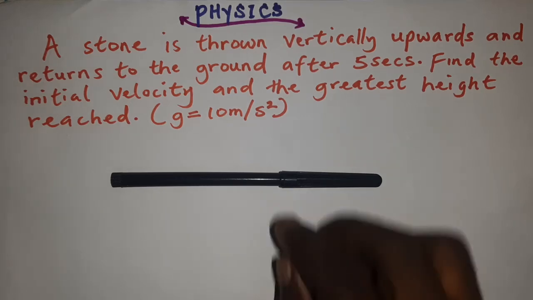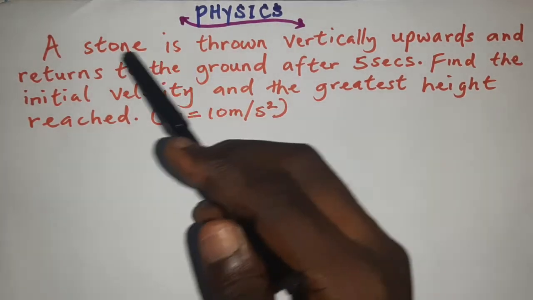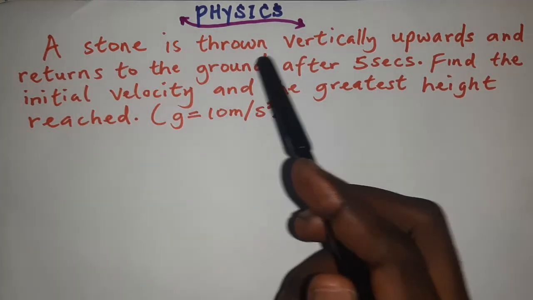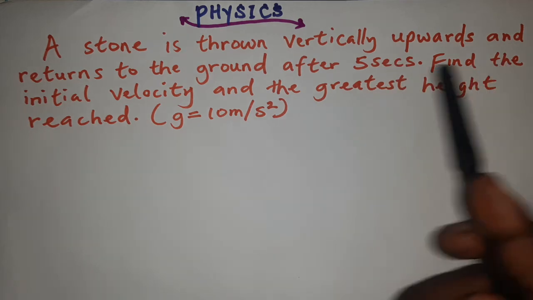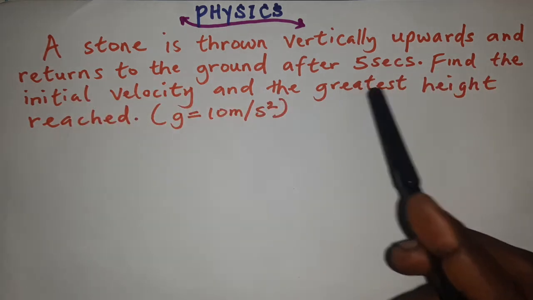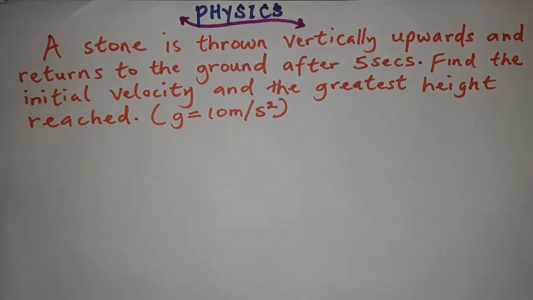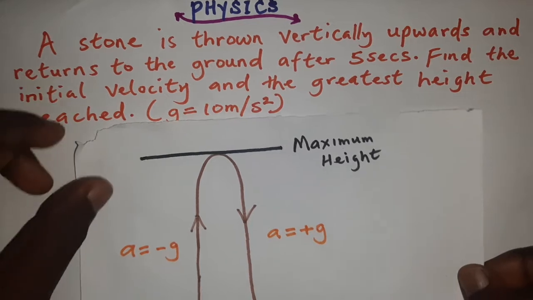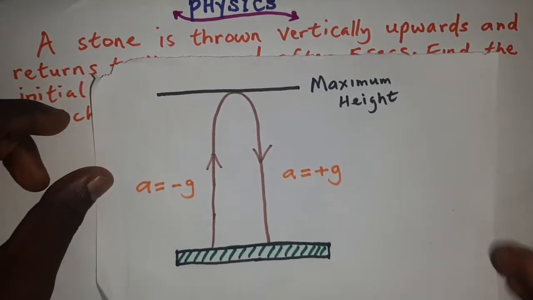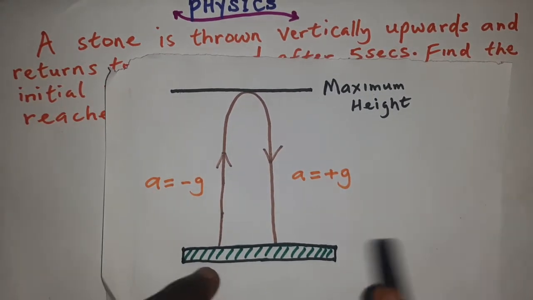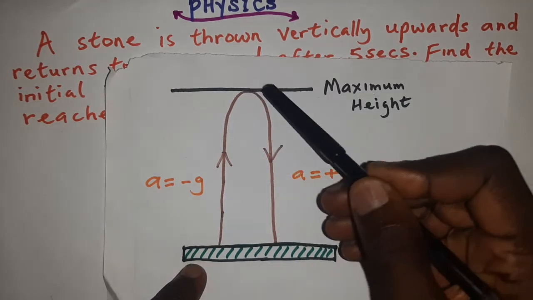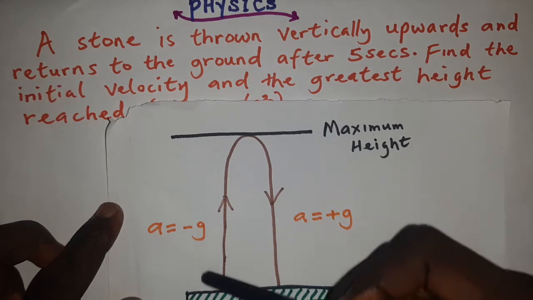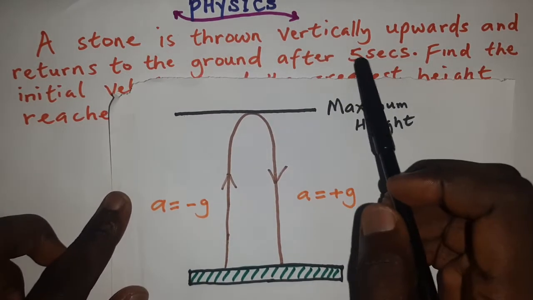Okay, so we have this question here, and it says a stone is thrown vertically upwards and returns to the ground after 5 seconds. Find the initial velocity and the greatest height reached. So we have modeled out this question, and this is the exact pictorial representation of this question. The object is thrown vertically upwards and then it returns to the ground, and they said it goes up and comes down in 5 seconds.